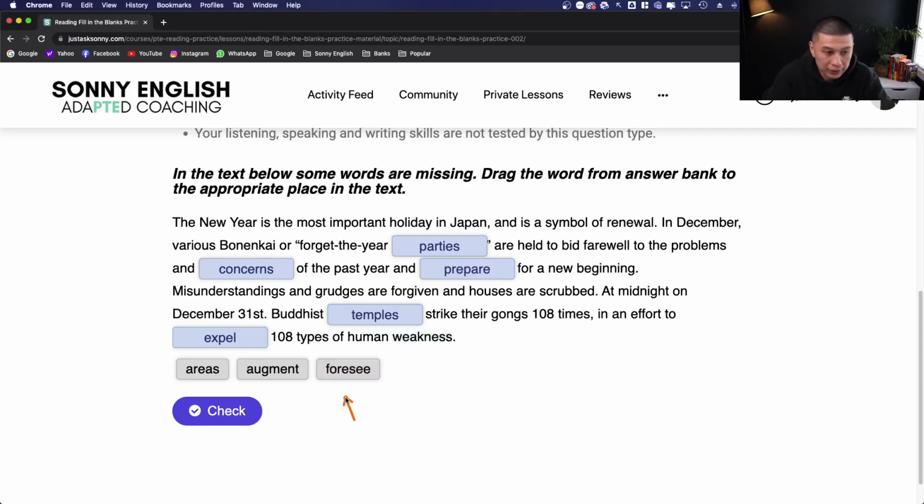For foresee, what does it mean? Fore means before, and then see, to see something before, to see in the future, right? And then augment, it just means like changed, altered, augmented reality. You have heard that before, right? It doesn't mean anything negative. So those two won't fit. And there you have it. This is Reading Fill in the Blanks, practice number 2.